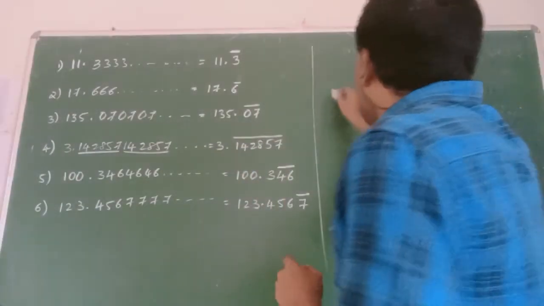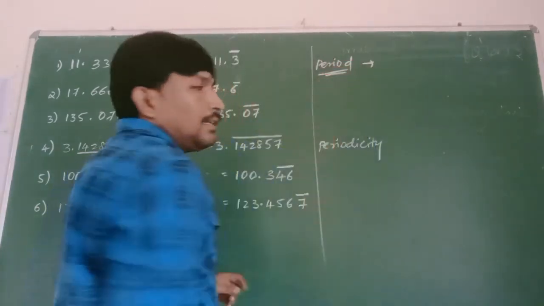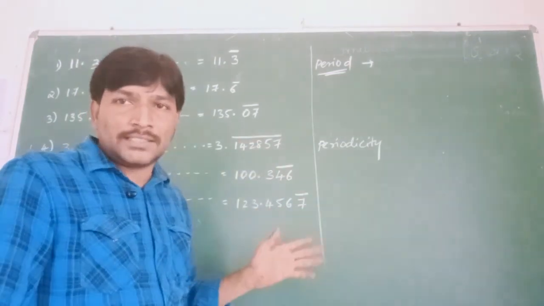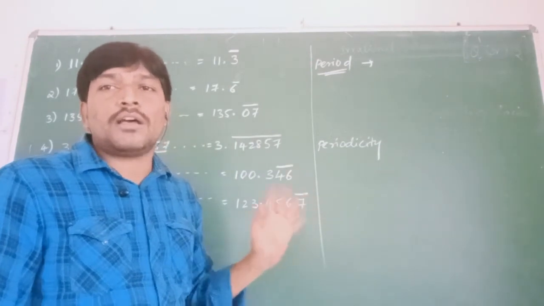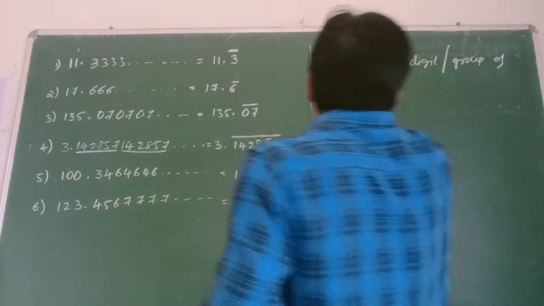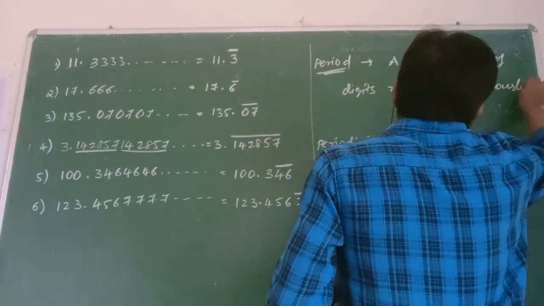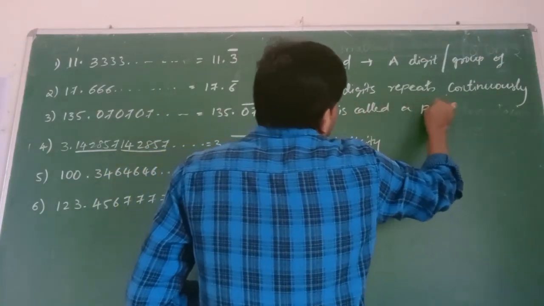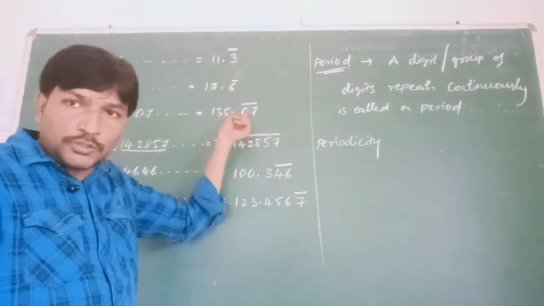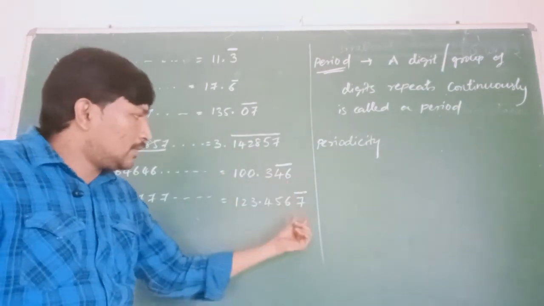Now, having written the short forms, we have two terms to know: period and periodicity. Period is nothing but a digit or a group of digits which are repeating continuously. A digit or group of digits that repeats continuously is called a period. For example, here 3 is the period, 6 is the period, 07 is the period. In the decimal part, you should read that digit or group of digits combined. So 07, 142857, here 46, here 7, these are the periods.